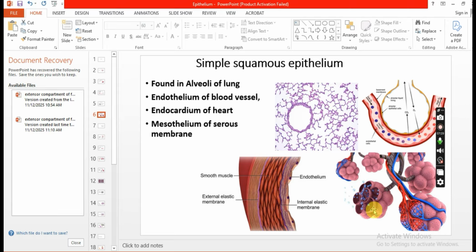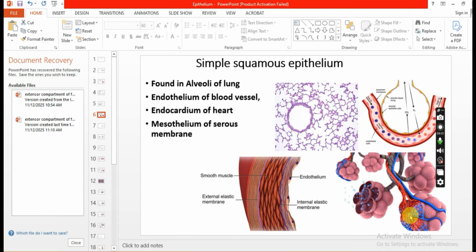The wall of the single alveolus is lined by thin squamous cells. So this is the one alveolus you are seeing here, and this is lined by a single layer of thin squamous cells. So it facilitates the exchange of gases between the alveolus and the capillary plexus lying over it. You can see here, over the alveolus, a plexus of capillaries.